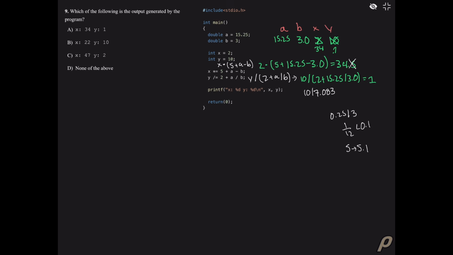So this y is a 1, and so we have 34 and we have 1 here. And if we see that here, that is our answer, A, up at the top there. All right, moving on to question 10.